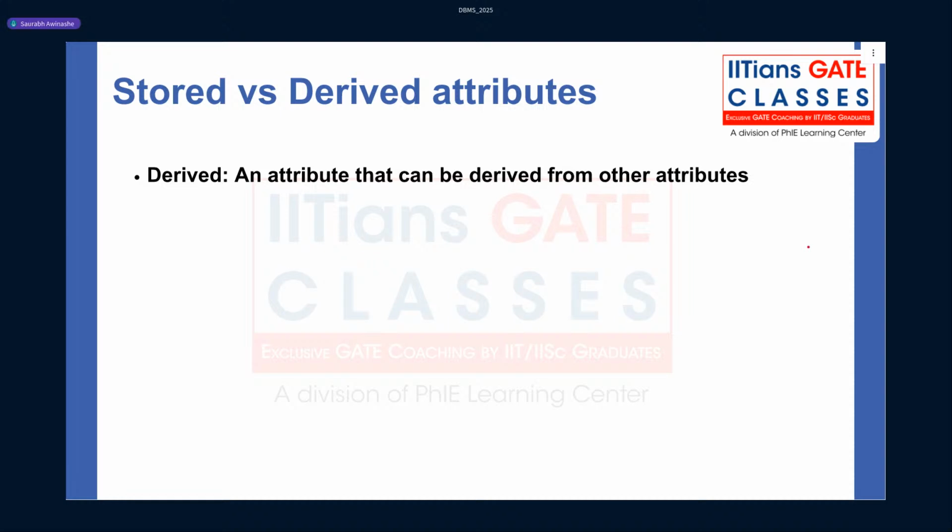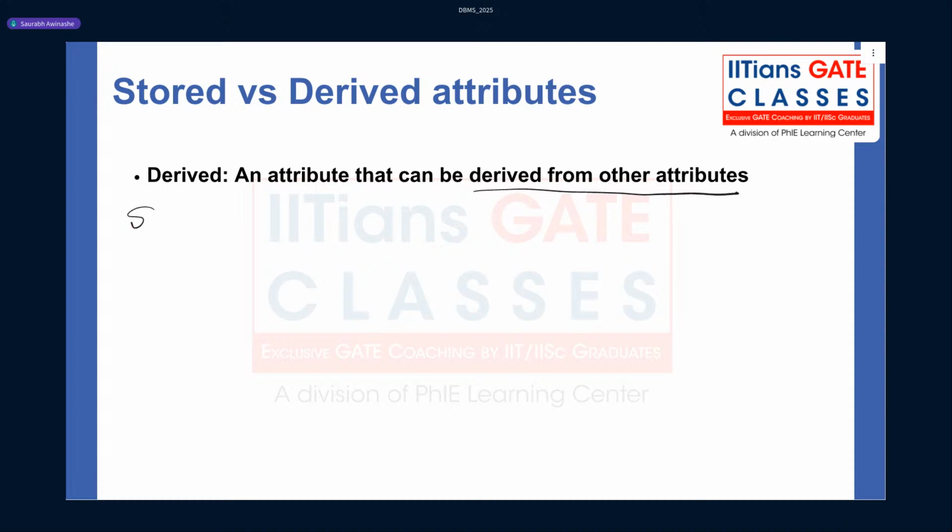One more classification that we have to look at is stored versus derived attribute. A derived attribute is one that can be derived from other attributes, and a stored attribute is something that we have recorded in the entity. I think an example will make this much more clear.